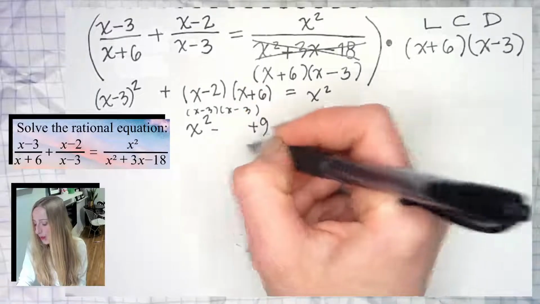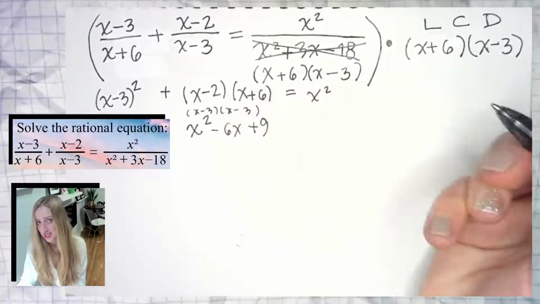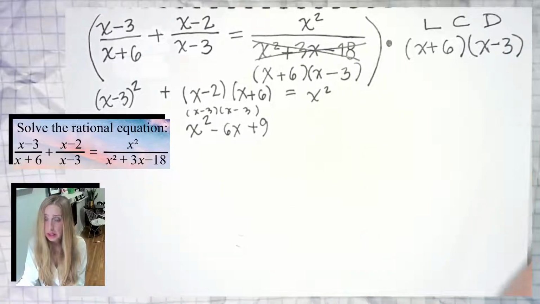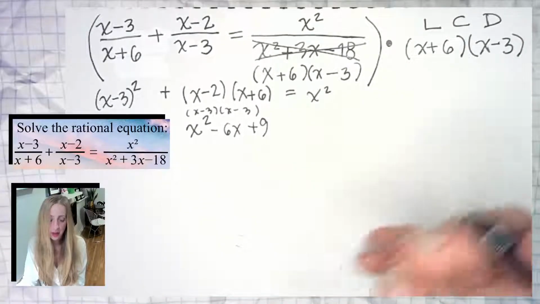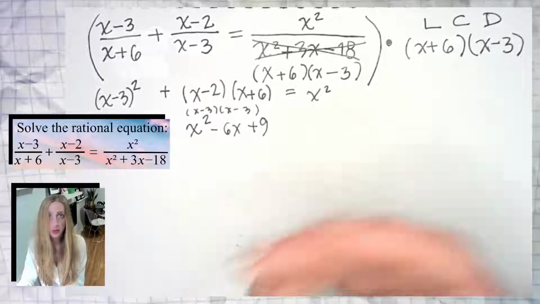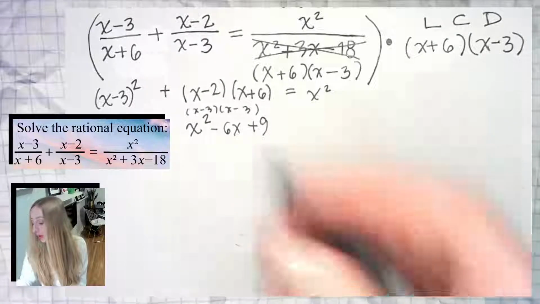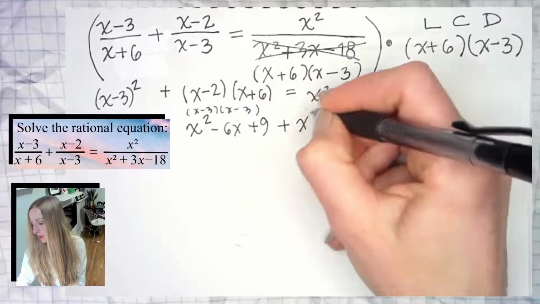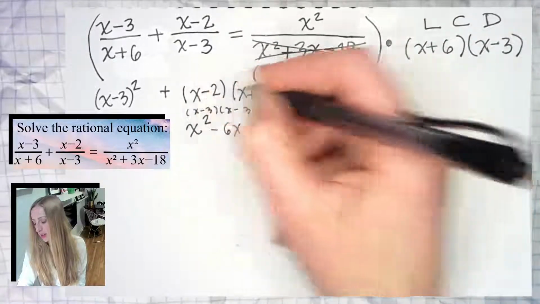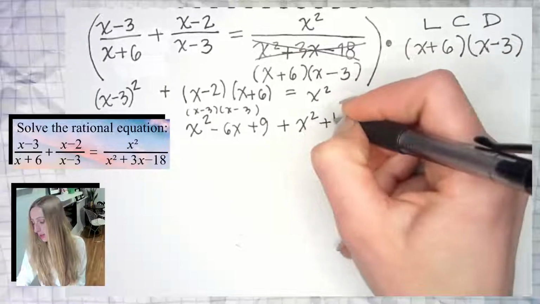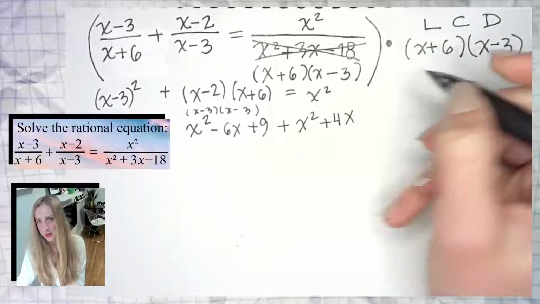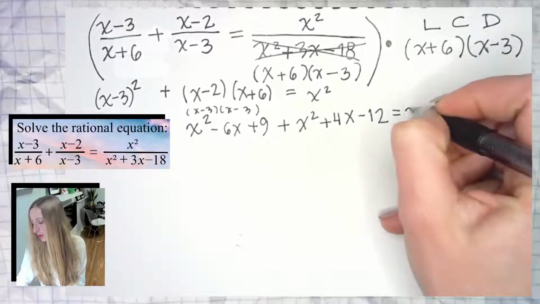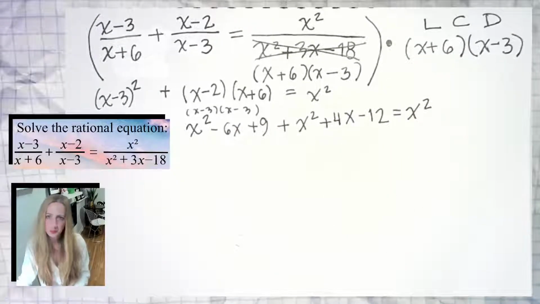That will become x squared minus 6x. I think we're past the point where you need to write minus 3x minus 3x. If you're not, then you have to keep writing it, but you got to take the training wheels off eventually, guys. Plus, let's expand this. X times x is x squared. Outer is plus 6x. Inner is minus 2x. That's going to be plus 4x. Last times last is minus 12 equals x squared.